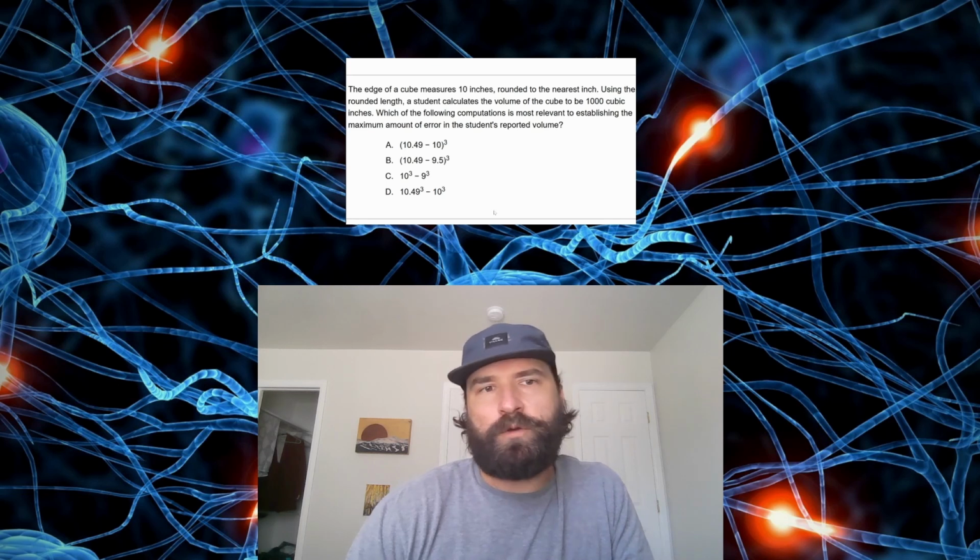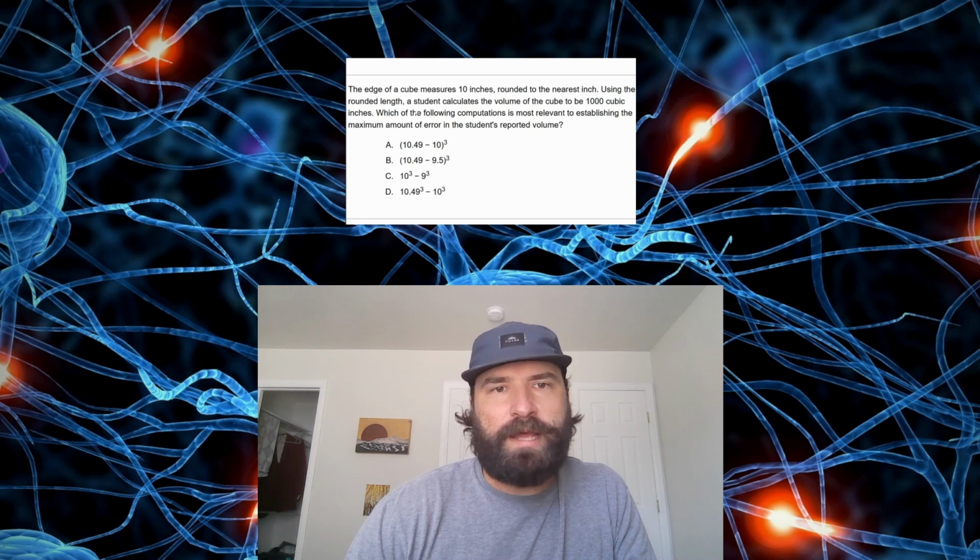All right, let's crush another MTEL question. This one says the edge of a cube measures 10 inches, rounded to the nearest inch. Using the rounded length, a student calculates the volume of the cube to be 1,000 cubic inches. Which of the following computations is most relevant to establishing the maximum amount of error in the student's reported volume?